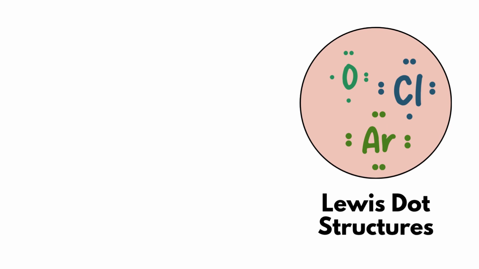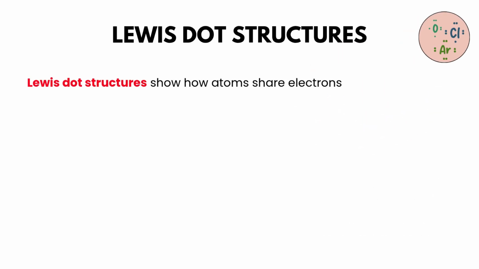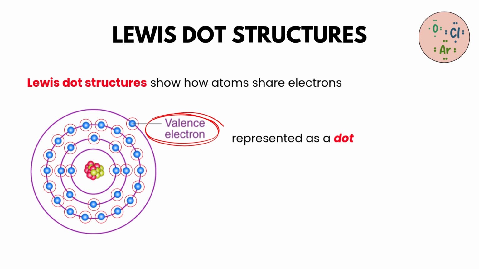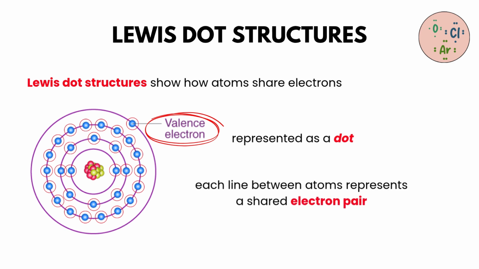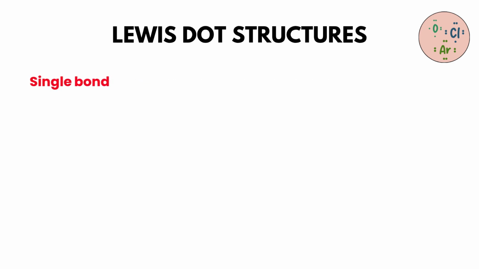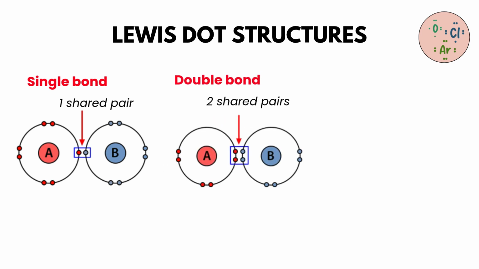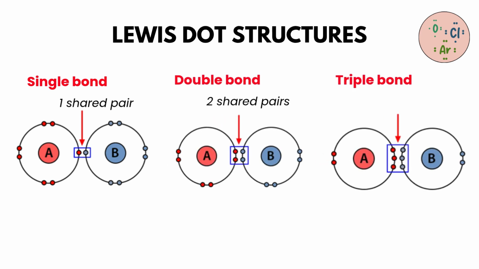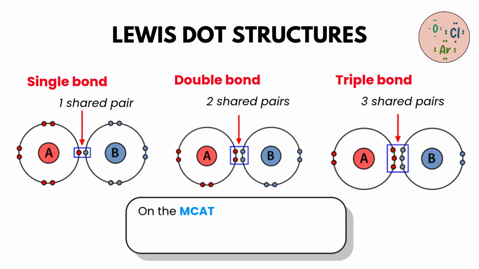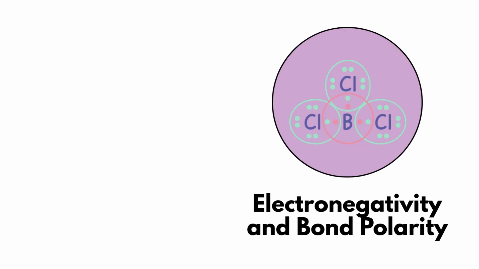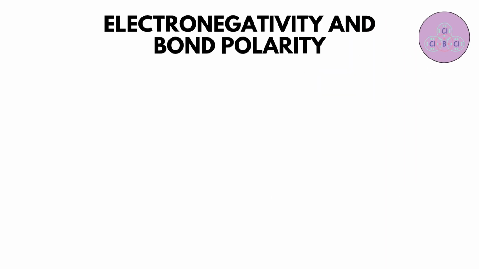Lewis dot structures. Lewis dot structures show how atoms share electrons. Each valence electron is represented as a dot, and each line between atoms represents a shared electron pair. Single bond equals one shared pair, double bond equals two shared pairs, triple bond equals three shared pairs. On the MCAT, correct Lewis structures are key to predicting molecular geometry and polarity, so make sure you can draw them fast.